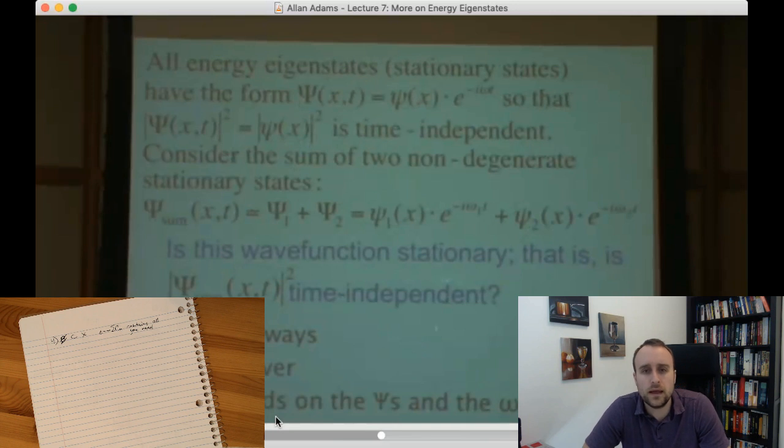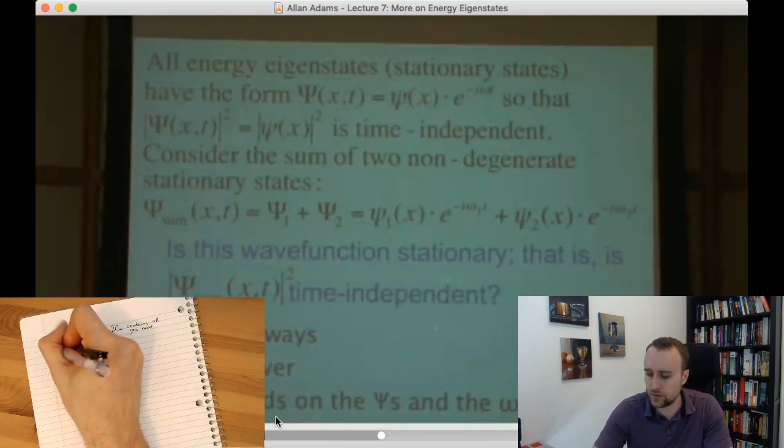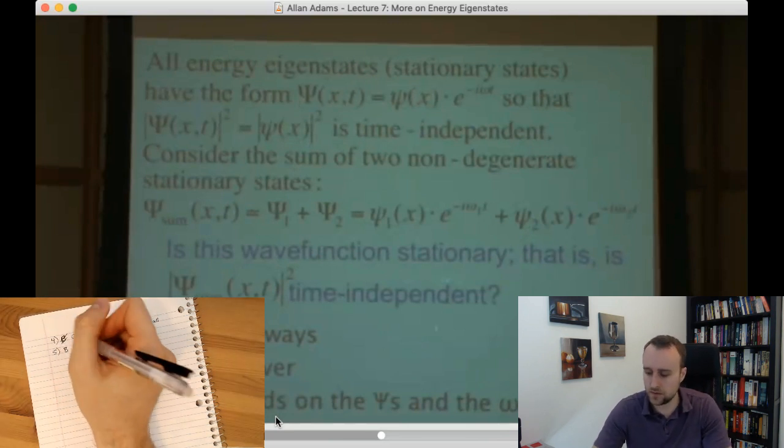So my guess is that this is not time independent. But does it depend on the, I'm going to say C, because if these are degenerate, then, sorry, these are non-degenerate stationary states, so I'm going to say no, it is not. B is going to be my answer.